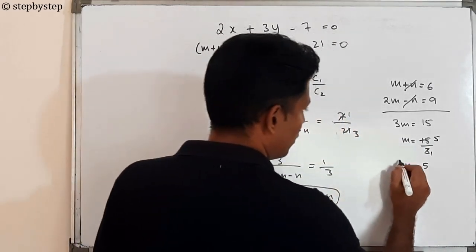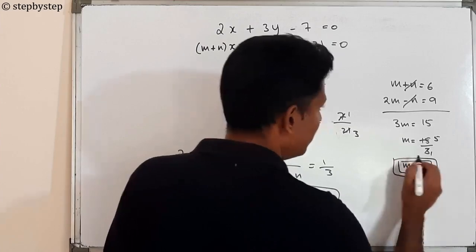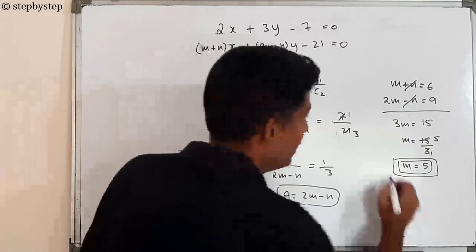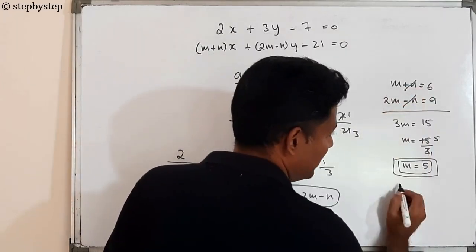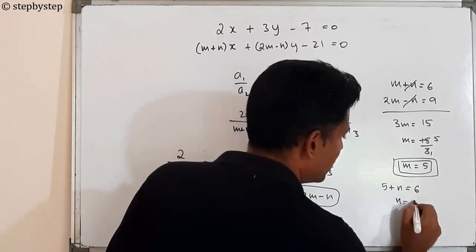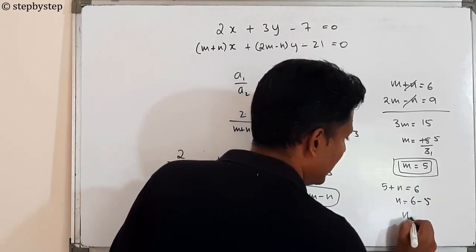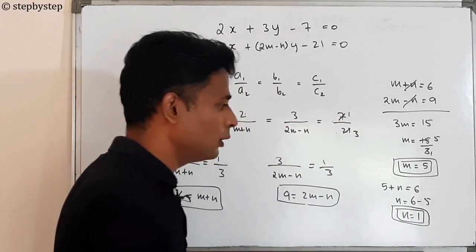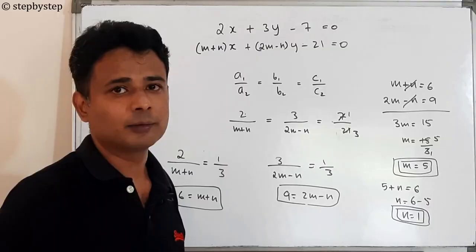And now to find N, we just substitute the value of M in one of these equations. I'll take the first equation. We have M plus N equal to 6, but M is 5. So 5 plus N equal to 6, N equal to 6 minus 5. So N equal to 1. So M equal to 5, N equal to 1.